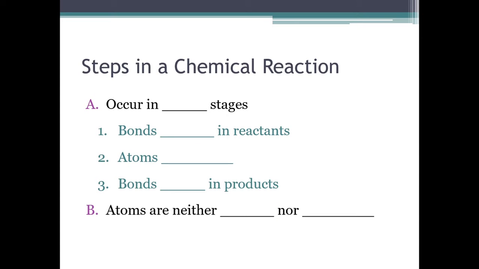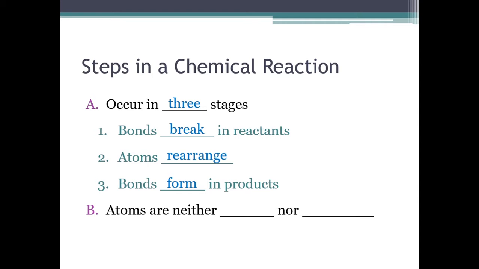All right, let's talk about the stages of a chemical reaction. They occur in 3 stages. The first stage is that bonds need to break in the reactants, so that we can have stage 2, which is the atoms rearrange. We break apart all of our atoms, they reorganize into new stuff, they go find new partners, new atoms to hang out with, and once they are reorganized into a new organization, the bonds in those atoms reform into the products. We form new bonds in the products.